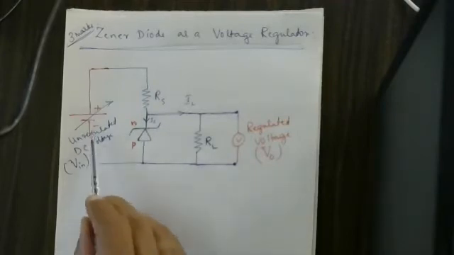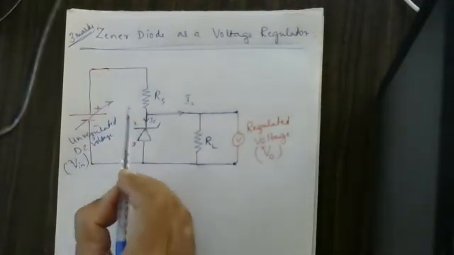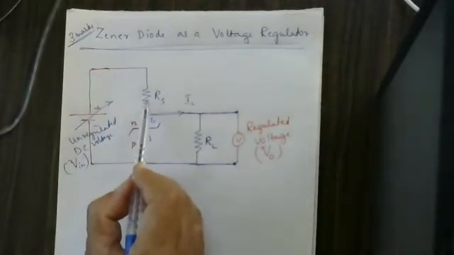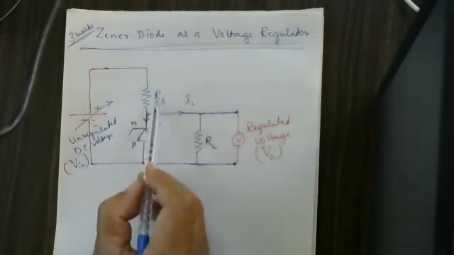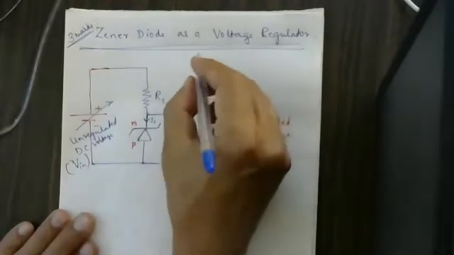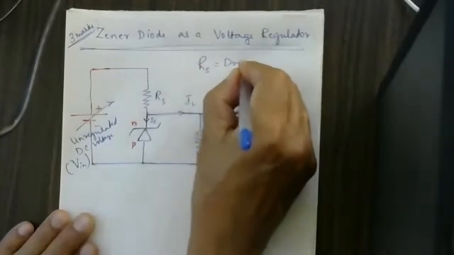The P variety must be connected to the negative end. The N variety must be connected to the positive end through a resistance RS. This RS is called the dropping resistor.